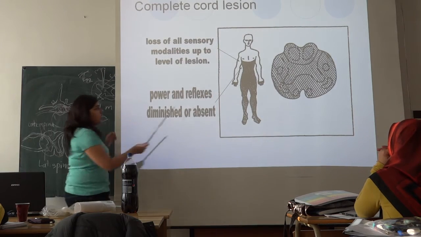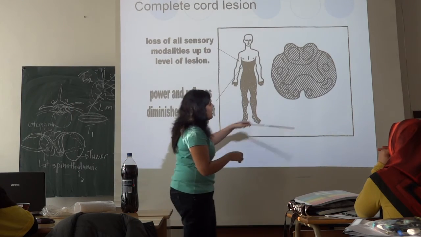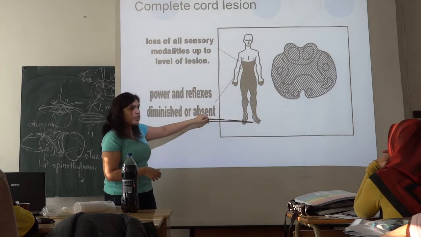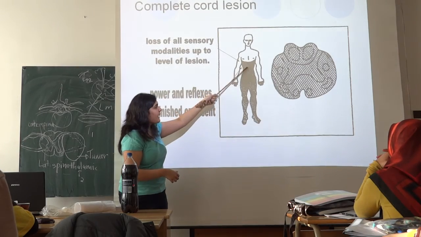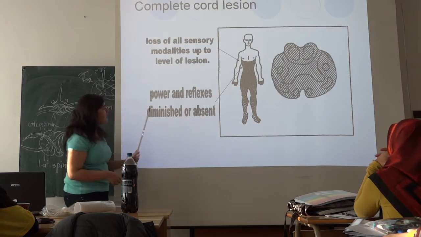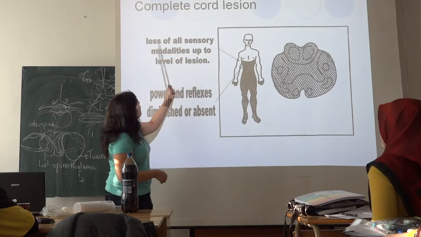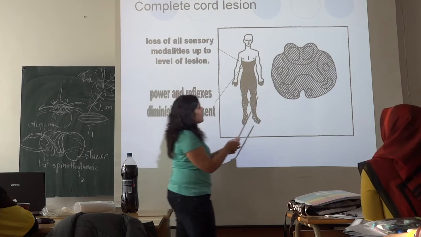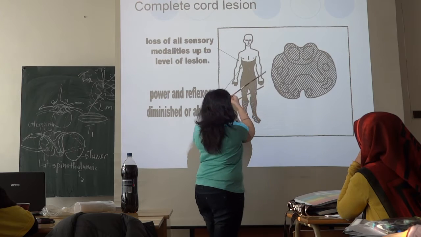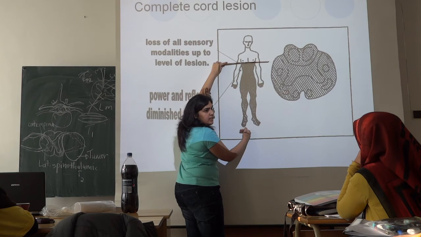This complete cord lesion, where your whole cord gets damaged. So when your whole cord gets damaged, just imagine below the level you will have full paralysis and you will have areflexia because the corticospinal tract is not supplying the rest of the spinal cord. So that is why power and reflexes are absent or diminished below the lesion. Okay? Then loss of all sensory modalities up to the level because you have no more spinothalamic or no more dorsal column, so you will lose all the sensations below. Okay? You understand? Okay? Yes.